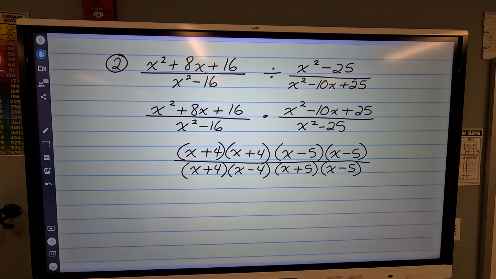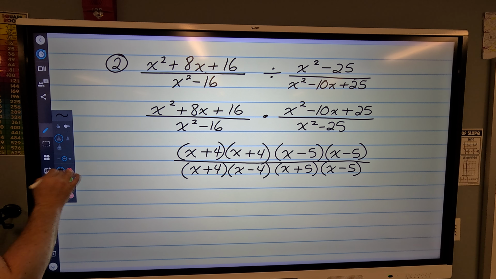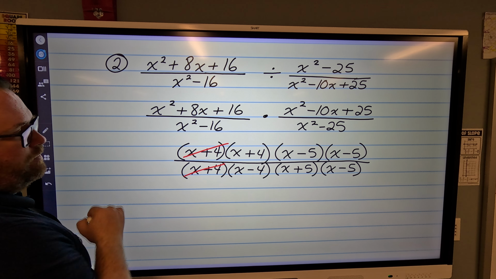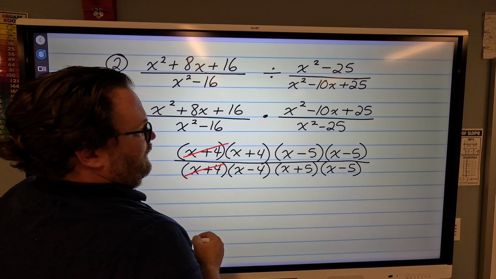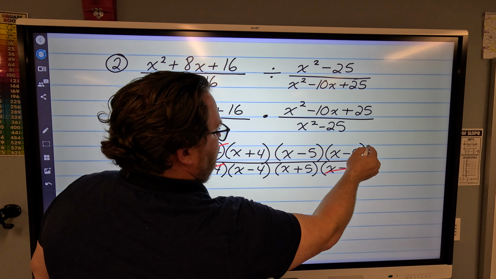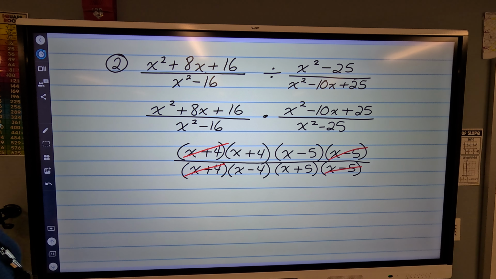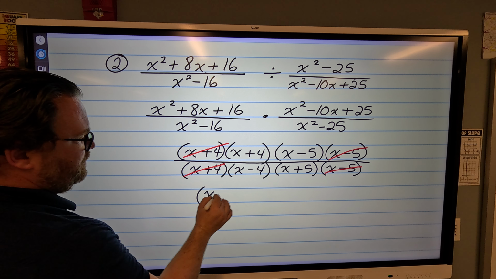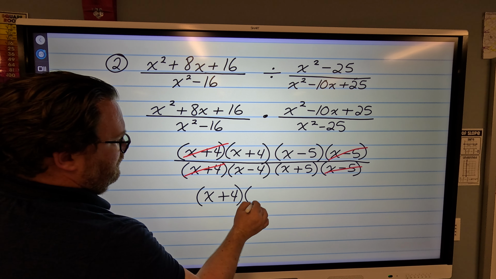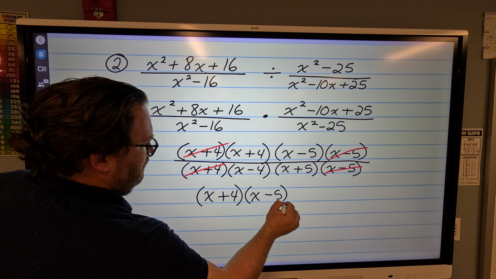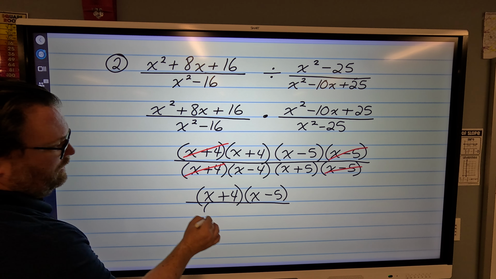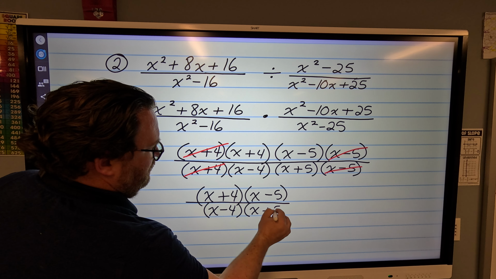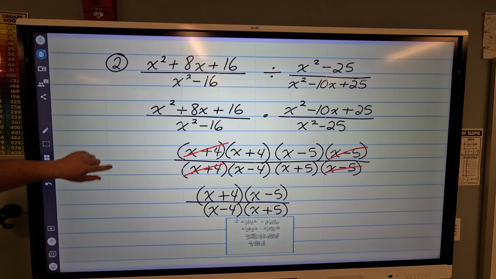Okay, so now we're going to cancel out any common binomial factors on the bottom and the top. So x plus 4 cancels with x plus 4, and x minus 5 cancels with x minus 5 here. So what are we left with? Well, in factored form, we have x plus 4 times x minus 5 over x minus 4 times x plus 5.